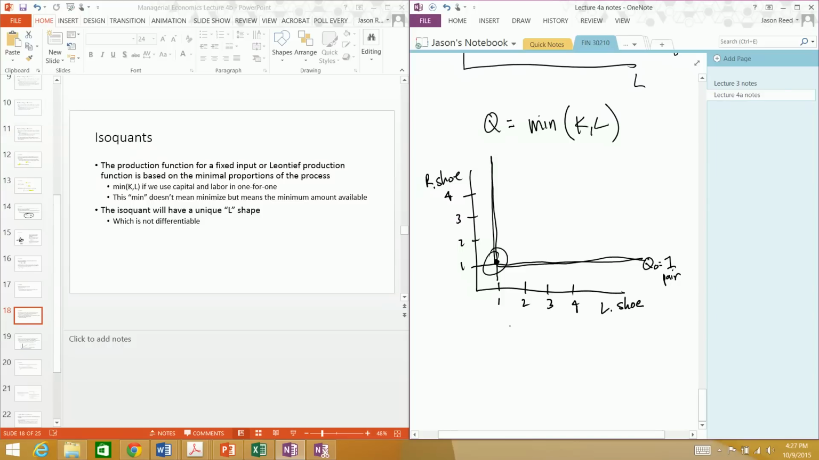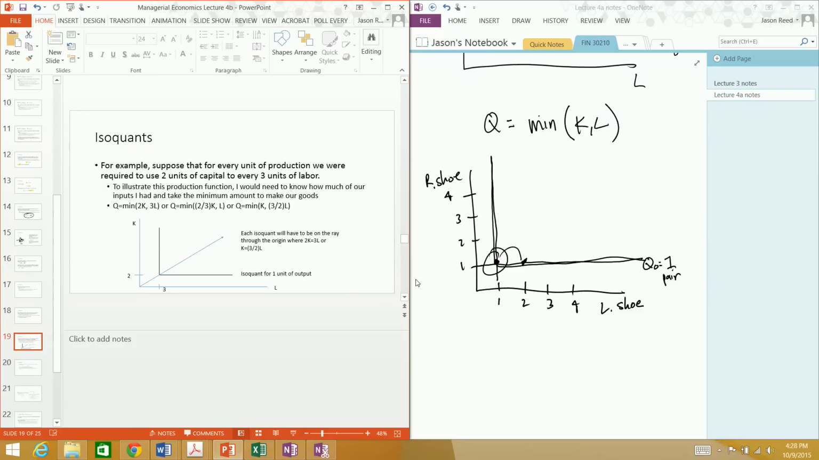This is important because this unique L shape is not differentiable. We can't take the derivative, and it would not mean anything for us. If I were to marginally add an additional shoe, we still could only make one pair. The change in output is zero. I think this is a very important point: the marginal product is zero in this instance, or undefined if we go the other way.